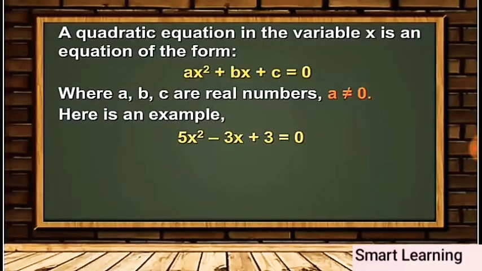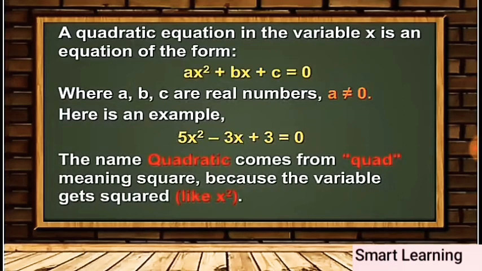This power 2 of variable x makes the equation quadratic. The name quadratic comes from quad, meaning square, because the variable gets squared like x square.